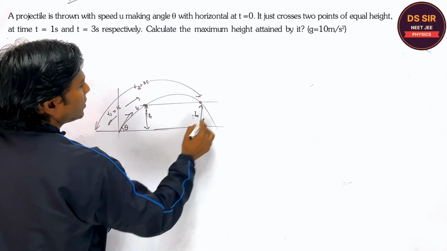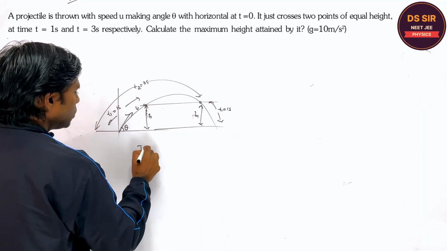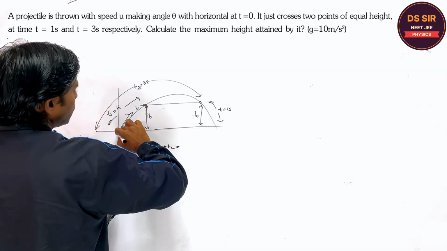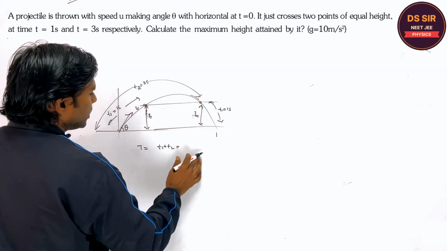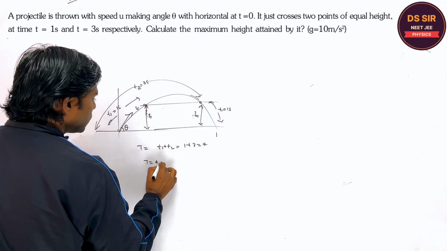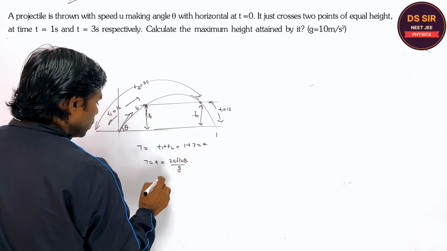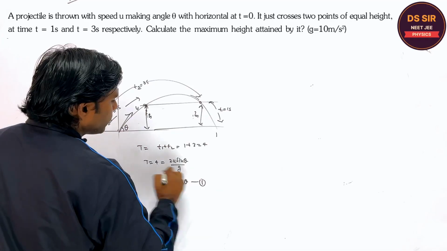Is it clear? So this is also equal to 1 second. So what is the total time of flight? Can you tell? Yes, t1 plus t2. By symmetry, this time is equal to 1 plus 3, which is 4 seconds. So T is equal to 4 seconds, which is equal to 2u sine theta upon g. So 2 into g is equal to u sine theta. This is equation number 1.